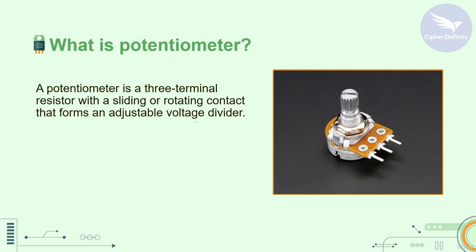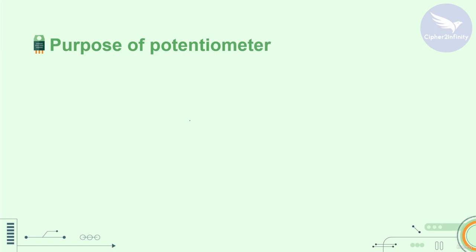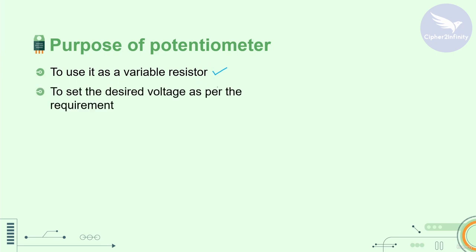Now let's try to understand the purpose of the potentiometer in the circuitry. As I discussed, there are 2 purposes. The first is to use it as a variable resistor. The second purpose is to set the desired voltage as per the requirement, so we can use the potentiometer to set the desired voltage. How it is done, you will get in a moment in this video.